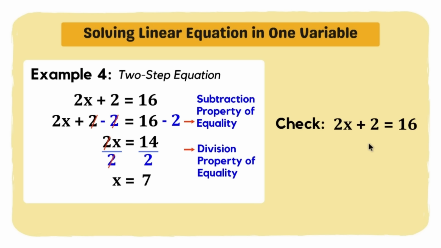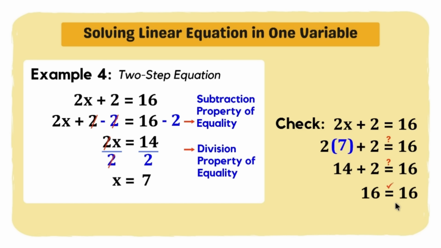Okay, we can check the answer by substituting. So we have here 2x plus 2 is equal to 16 in our original equation. Since our x is 7, let's substitute. So 2, magiging 7 yung x natin dyan. 2 times 7 will be 14 plus 2. Will it be 16? Yes. Okay. Our answer is correct.